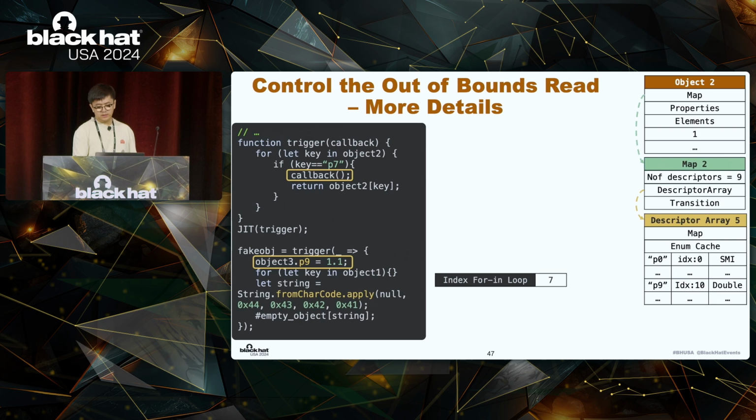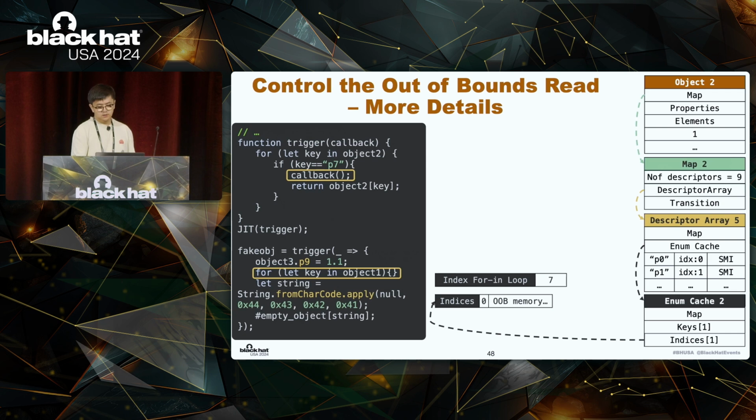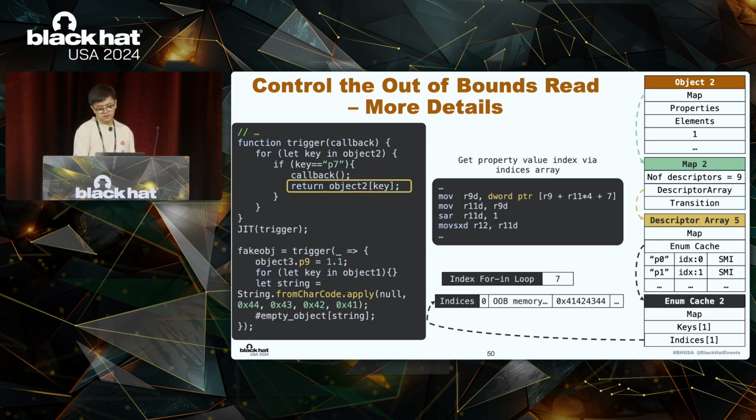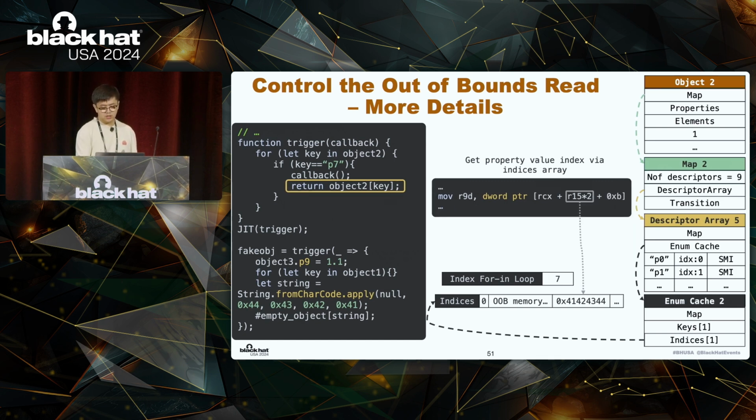After knowing the high-level idea, let's see some more details. Now, the iteration number is 7, and here the for-in loop is called, and the enum cache and indices array are created, and the controllable string is allocated right after the indices array in memory. Now, the object 2 key will get the property value via the indices array. Here, the out-of-bounds read happens, and the controlled value is retrieved as the offset. Finally, we can control the arbitrary offset of object 2 for out-of-bounds read.